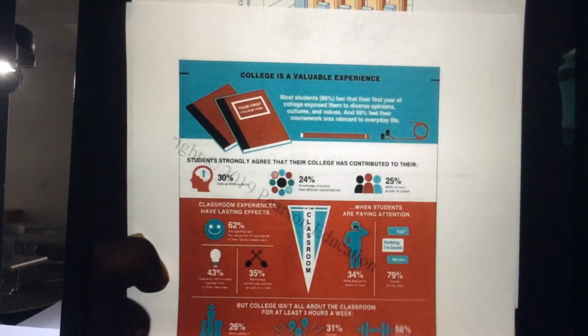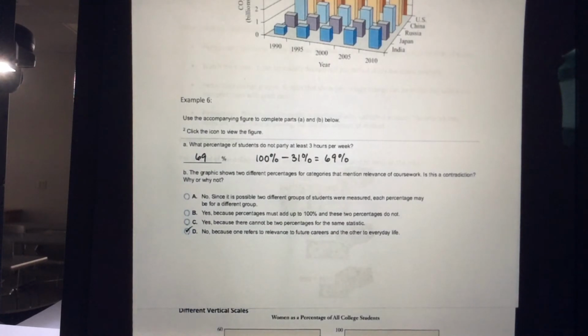Actually, that's not a contradiction between those two. So here we can say one refers to relevance to future careers, the other refers to everyday life. So there's no contradiction there. Because you can say, coursework that you take has to be relevant to whatever career that you're going into, but not necessarily to everyday life, so there's no contradiction there.